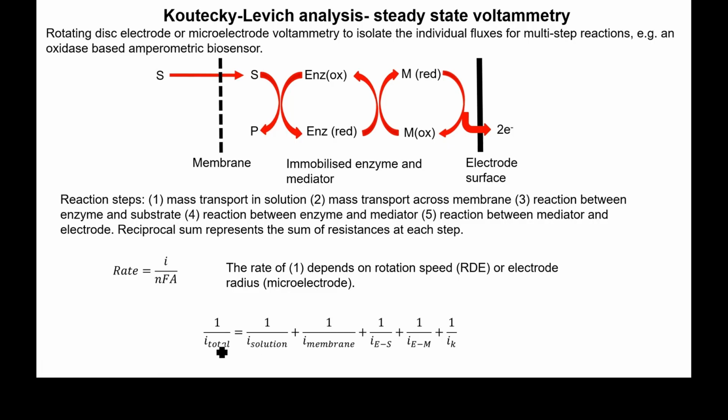But we can, if we make a reciprocal sum of this, and by analogy with Ohm's law, what we're actually doing here is summing the resistances: the resistance to flux in the solution, the resistance to membrane mass transport, the second term in the equation at the bottom, the resistance to reaction with the enzyme, and the resistance arising from the enzyme mediator reaction, and finally the resistance or charge transfer resistance arising from the mediator reaction with the electrode.